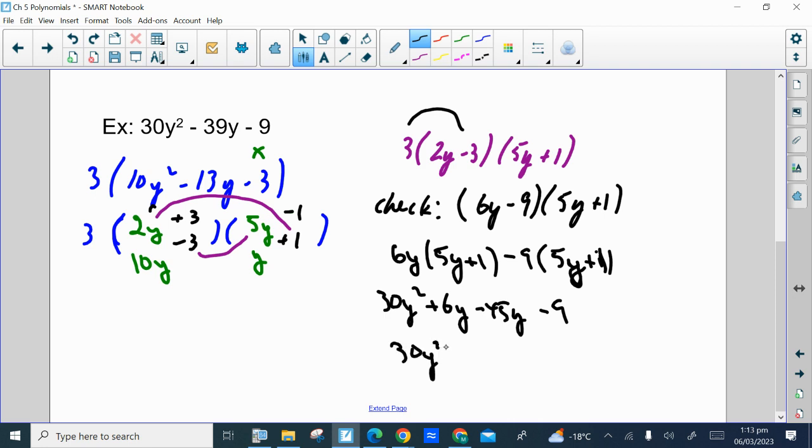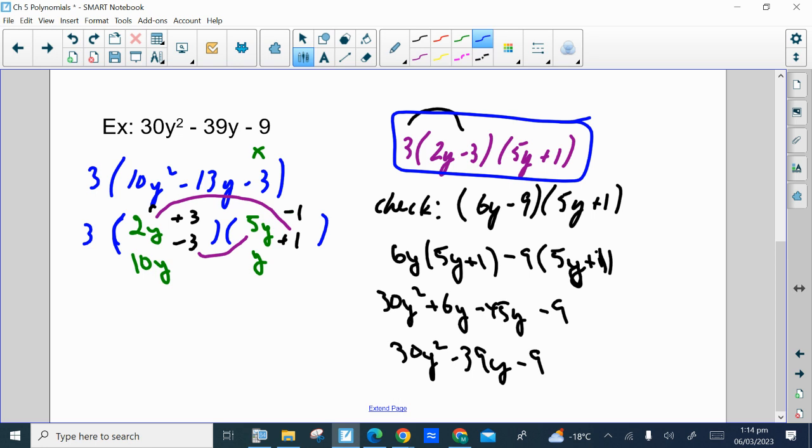So we've got the 30y squared that we needed at the start. 6y take away 45y is negative 39y. That's the right middle term. And then the minus 9 at the end. So we have just showed that our factors are correct because they do multiply out to get what you started with.